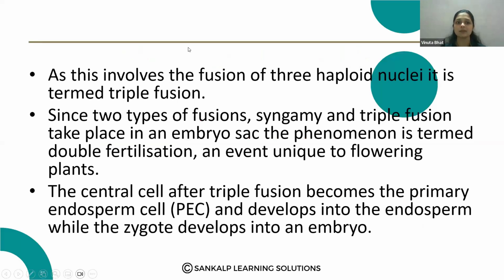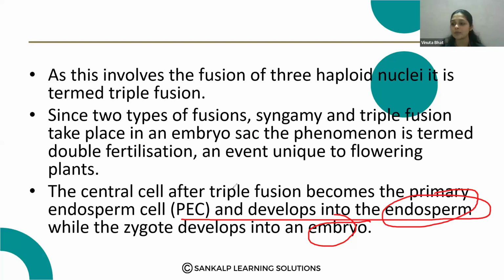So this is the same. This involves the fusion of three haploid nuclei, which is termed as triple fusion. Then the zygote develops into an embryo and the primary endosperm cell develops into an endosperm. Primary endosperm PEN develops into an endosperm and the zygote develops into an embryo.